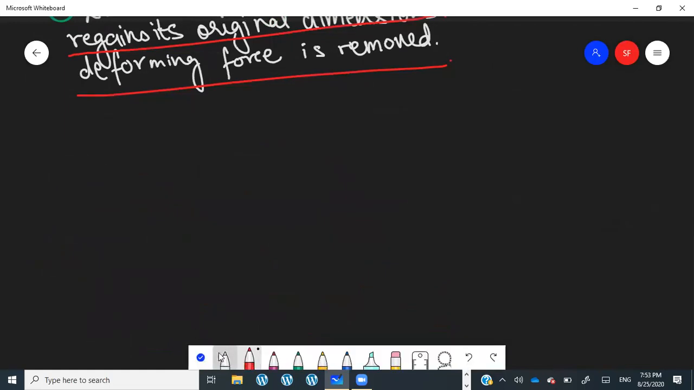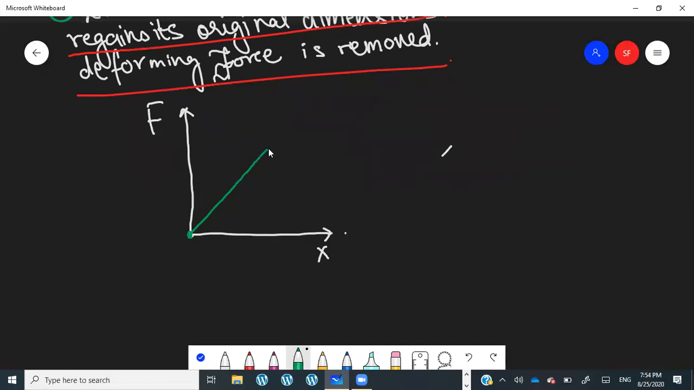Then after the elastic limit and deforming force and limit of proportionality and Hooke's law, okay, so what do you think the graph of force against extension would look like? A straight line passing through the origin. Okay, a straight line passing through the origin, and will it always remain a straight line? Not until the limit of proportionality is exceeded.